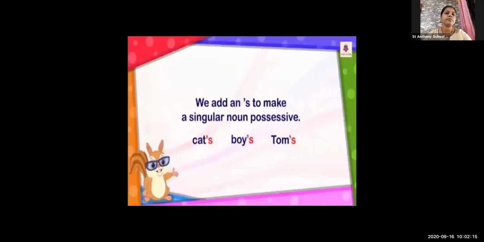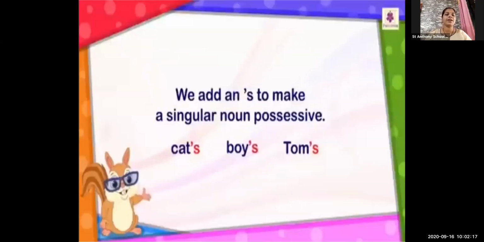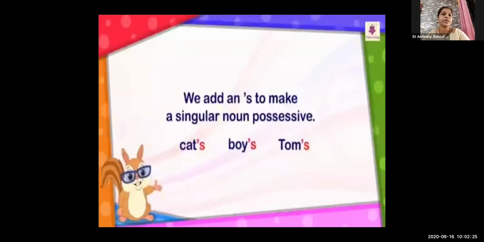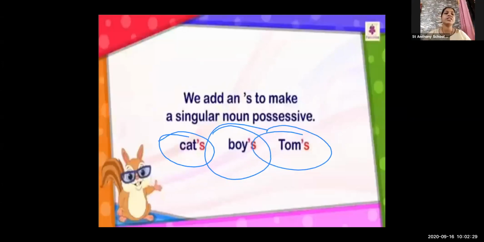So what are the examples given over here? The cat's, boy's, Tom's. You can see over here, cat's, boy's, Tom's. All these are only one cat, only one boy and one Tom I'm talking about. That's why I put an apostrophe s after their name. Cat's, dish's, boy's, hat's.